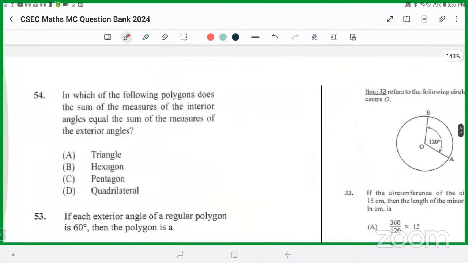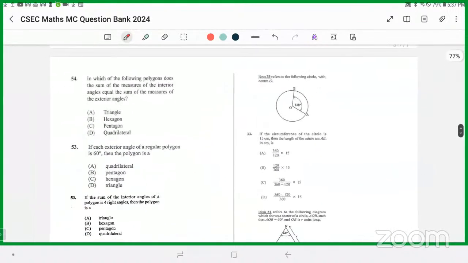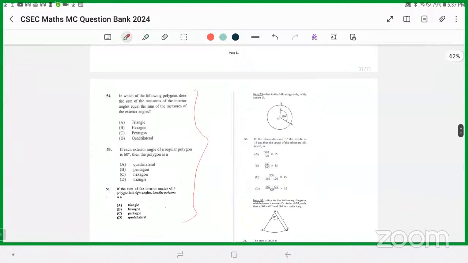Next one over here. All right, so this set of questions, these three questions, they all relate to something that you must know: that the total exterior angle of any polygon is 360 degrees, regardless of the number of sides. These three questions are all talking about exterior angles. Remember, the total exterior angle of any polygon is 360.